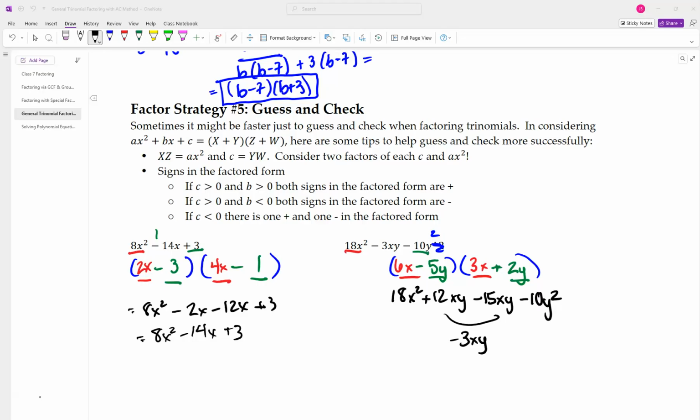All right, so we now have all of our factoring strategies that we're going to learn in this course, and now we're going to put them to use in the next video as we solve equations.